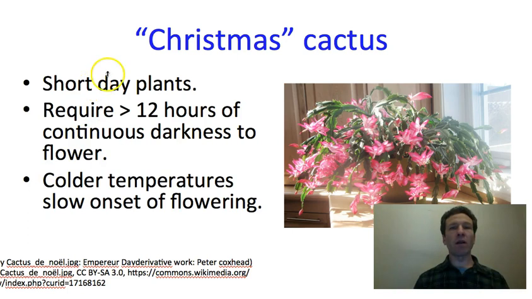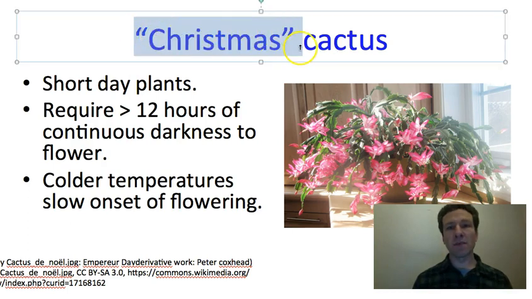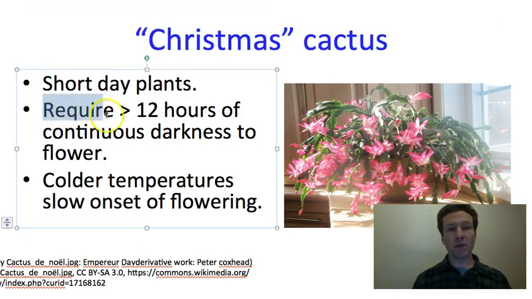Since we're talking about holiday plants, the other one we'll talk about is the Christmas cactus. Now, some of these are called Christmas cactuses, but many of them don't flower in late December. Instead, they might start flowering in November or a little bit later in the year. Like poinsettias, these are short day plants, and they also require at least 12 hours of continuous darkness to flower. They respond to other signals too. For example, if it's too cold, that will slow the process of getting them to flower.